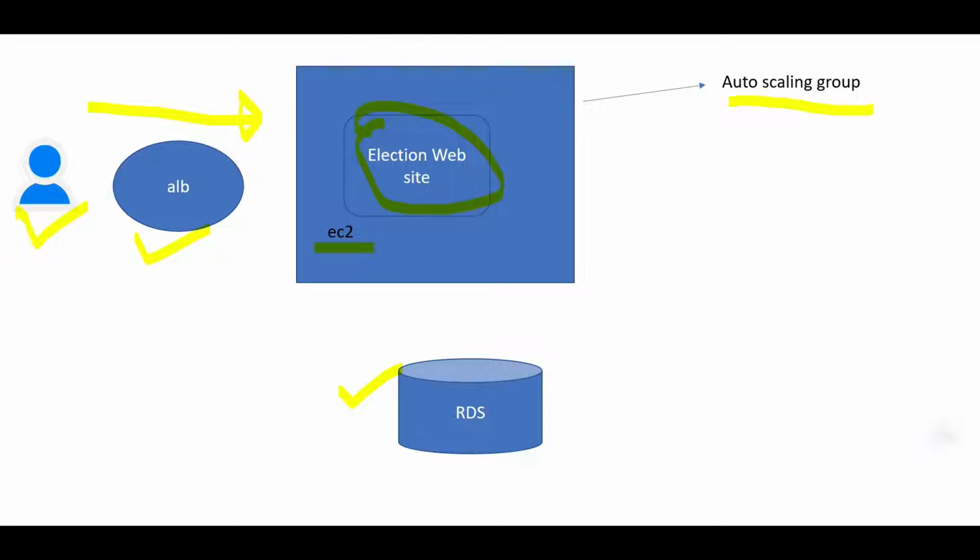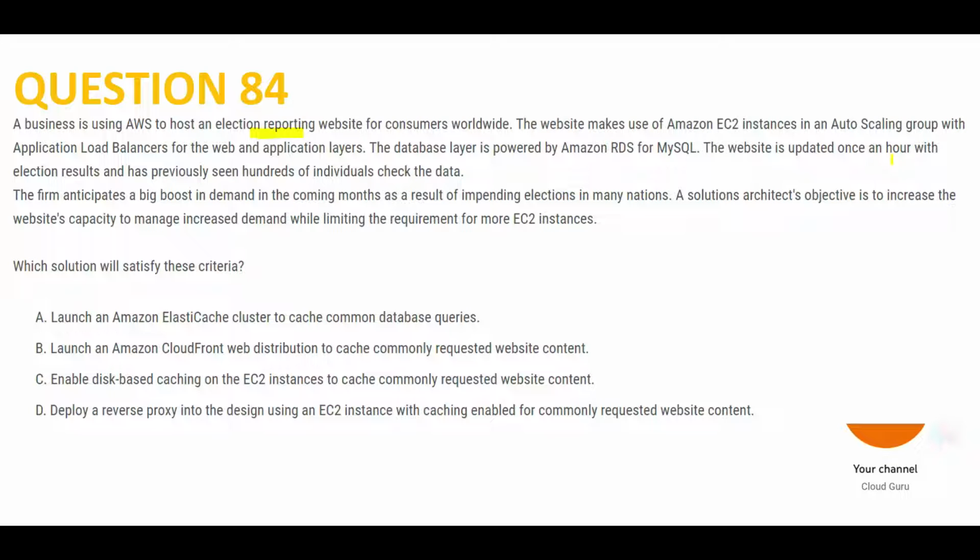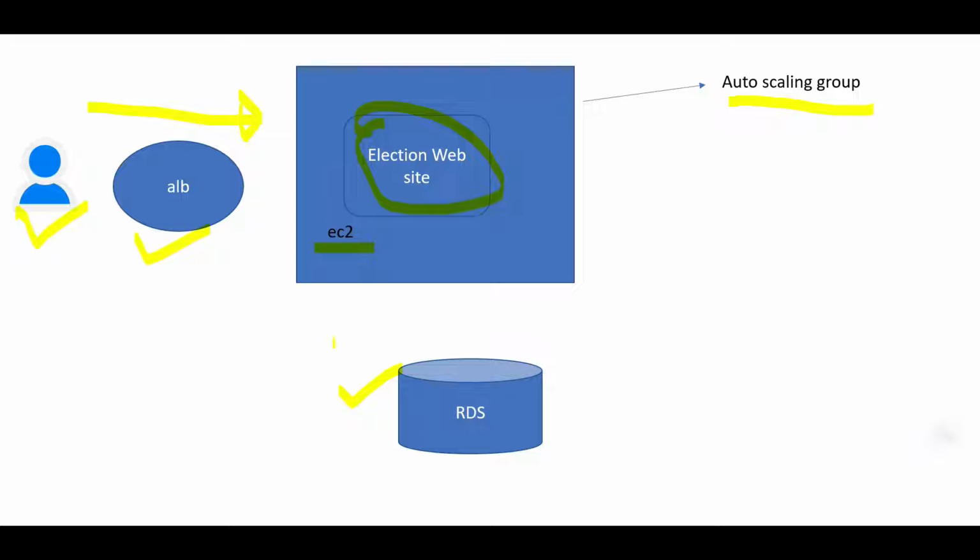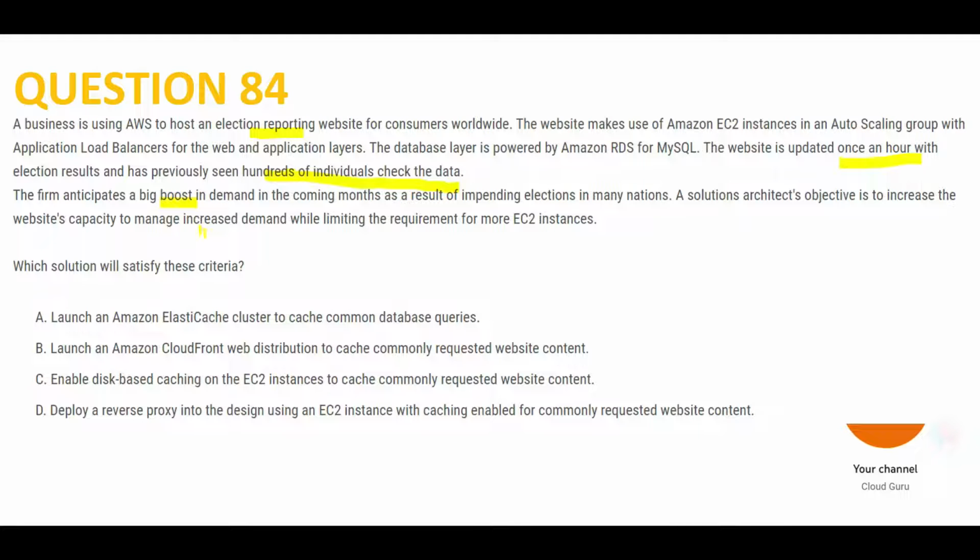So everything looks great. A few things to note are that the website is updated once an hour, and hundreds of individuals check the data. Elections are coming, so the firm expects that there will be a boost in demand. And as usual, if the demand increases, your infrastructure should be able to manage the increased demands. So you have four options.